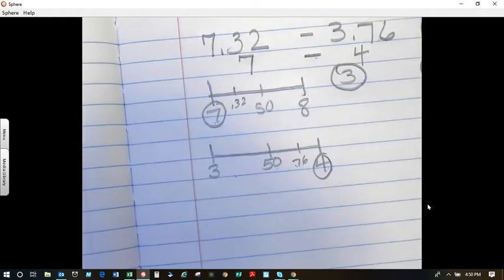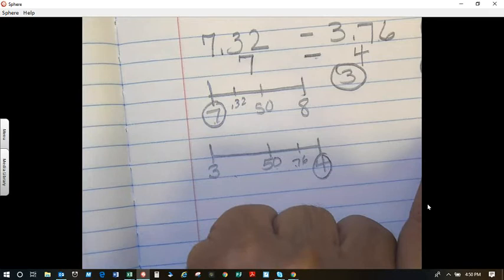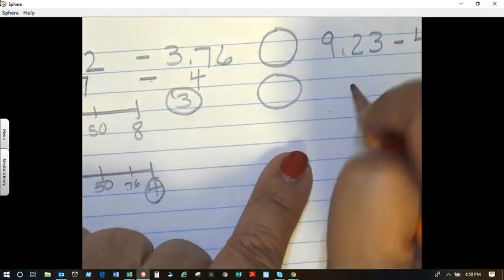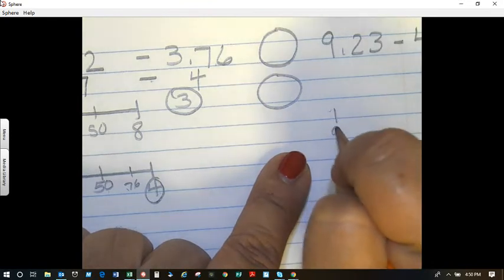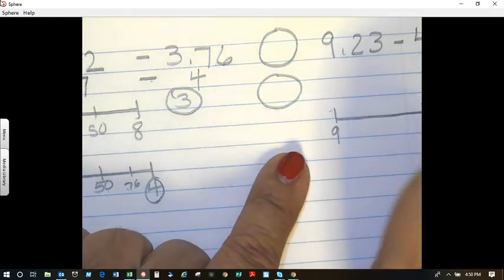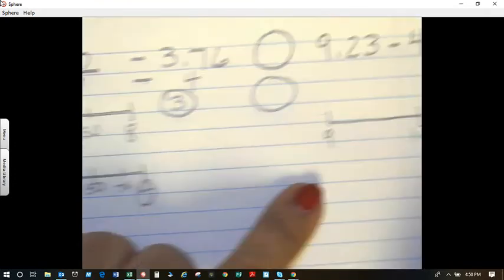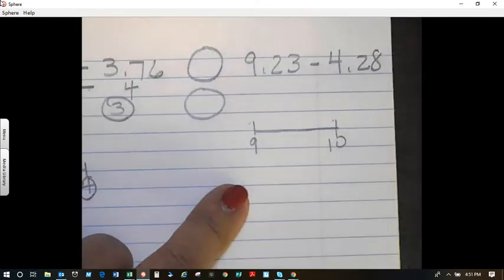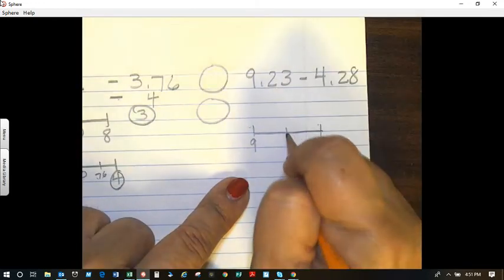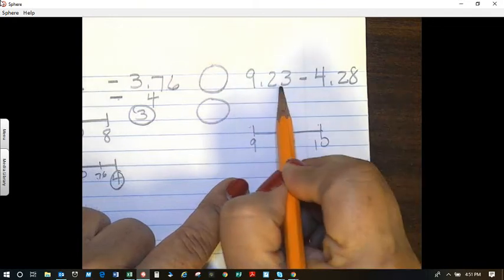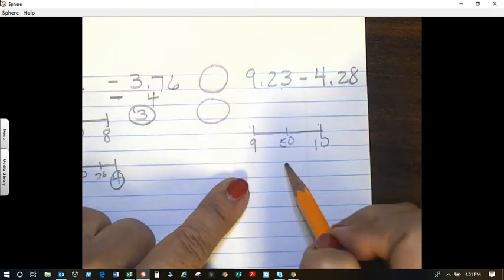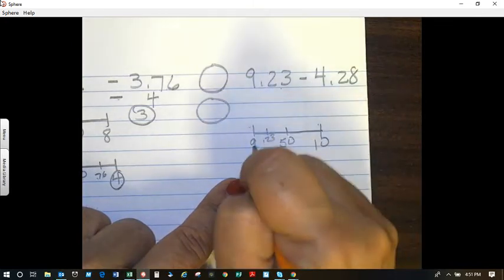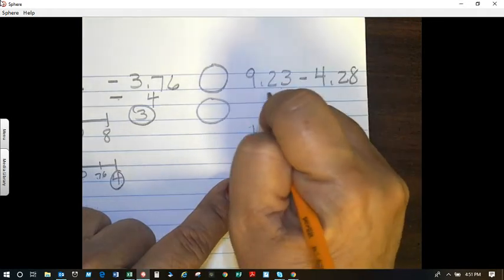I'm going to do the same thing with this one here. With 9, moving this over here, 9 and 23 hundredths. So rounding it to the nearest whole number, got to bring that back down. Sorry about that. There we go. 50 in the middle. 23 hundredths, less than or greater than 50 hundredths? You're right, less than. So it's going to be closest to what? 9. So I'm going to put my 9 here.